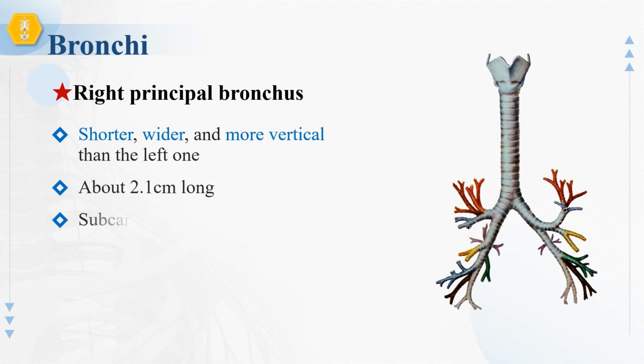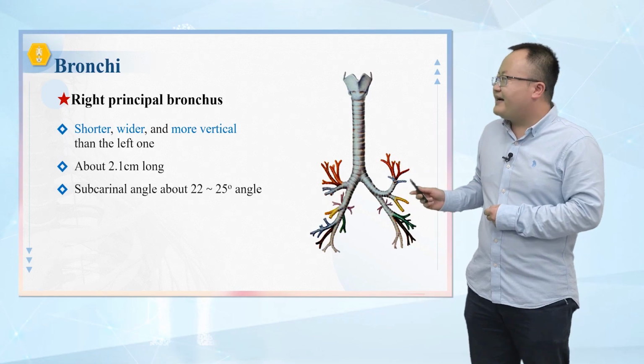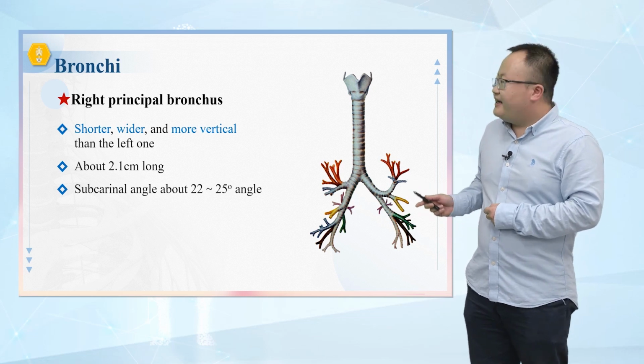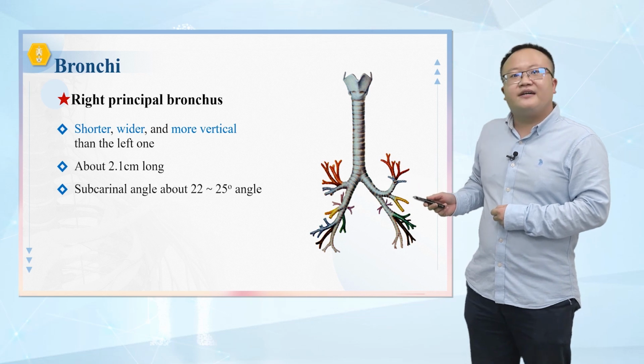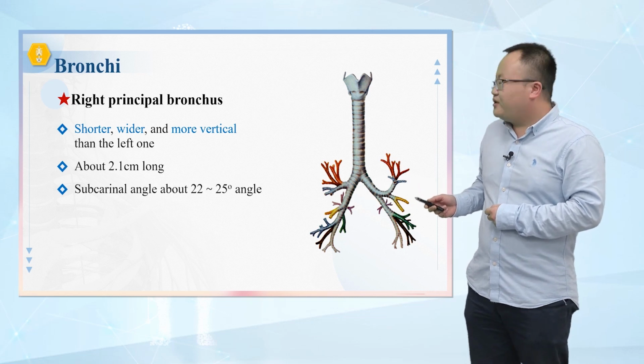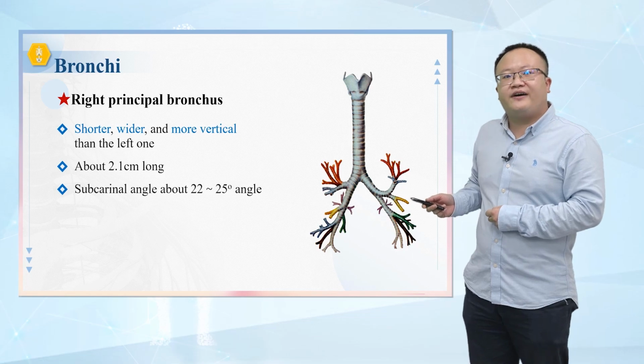Bronchi. The right principal bronchus is shorter, wider, and more vertical than the left one, and about 2.1 cm long, and the subcarinal angle is about 20 to 25 degrees.